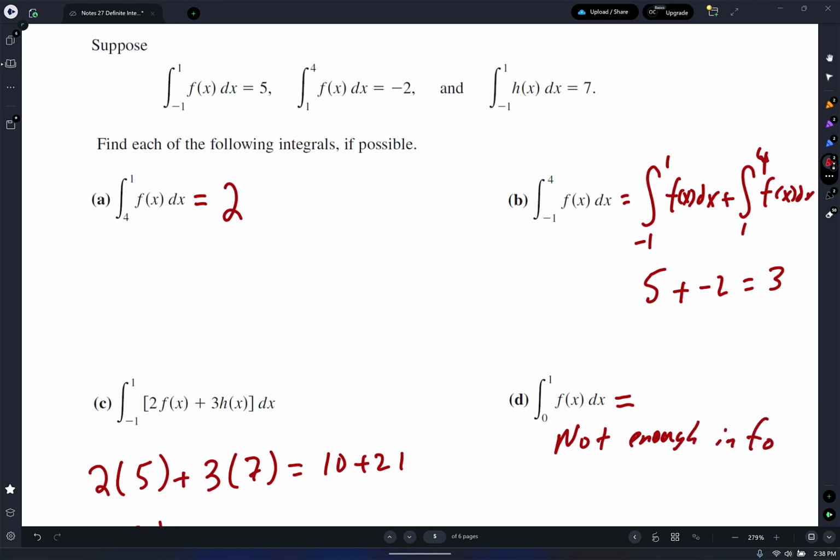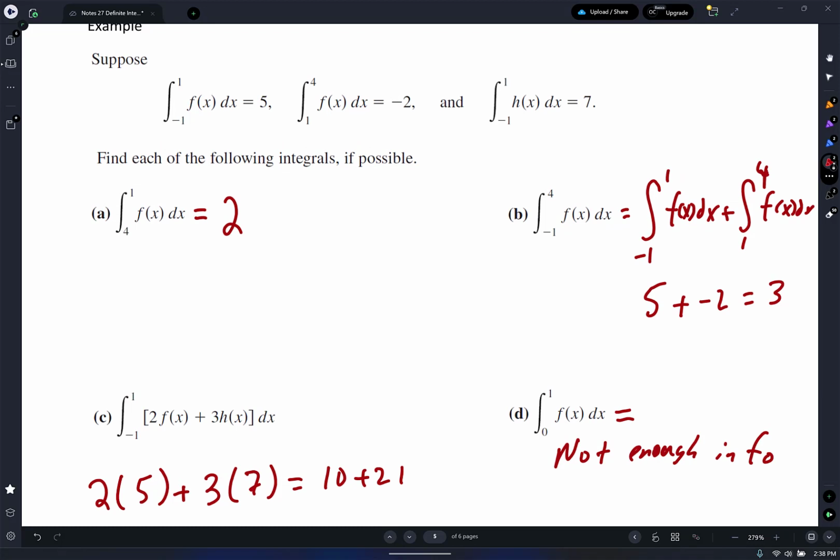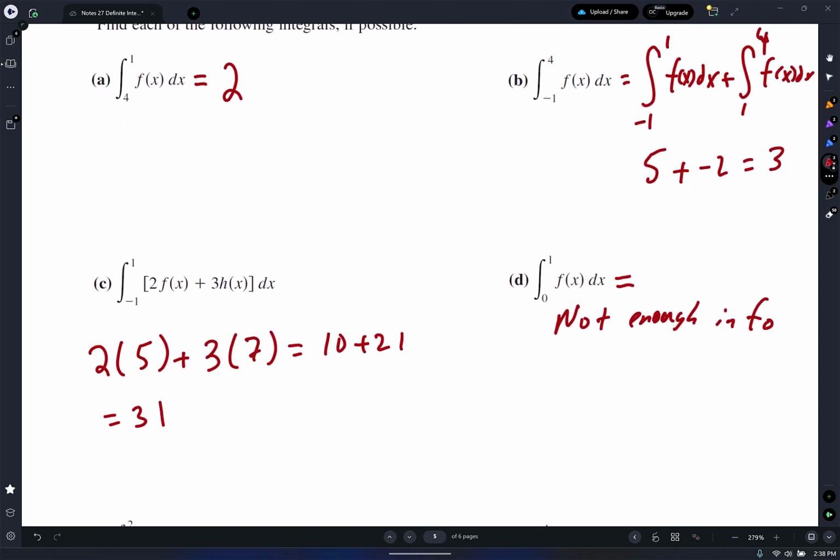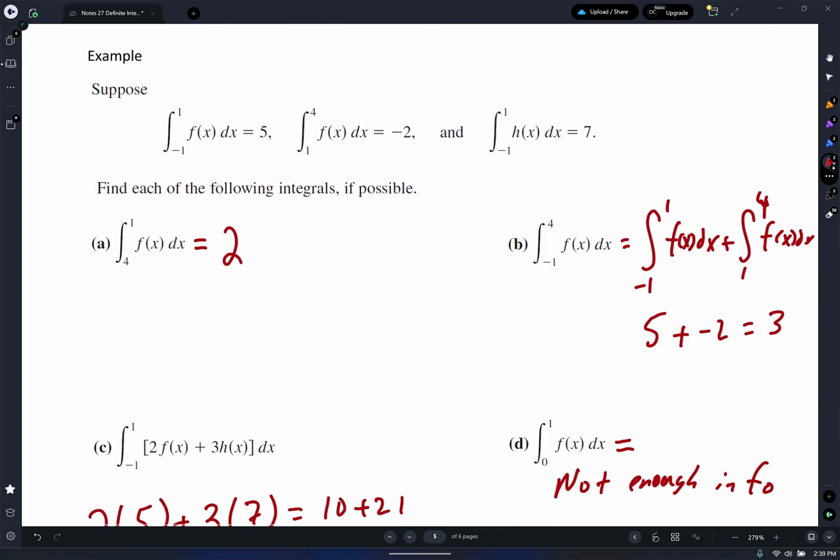Now we've got to be careful. So let me go ahead and tell you the careful part. If they would have told us that f of x is even, then we would have enough information. Do you remember what an even function is? It's symmetric about the y-axis. But they didn't tell us that. So we're good. Because if they would have told us that f of x was even, well, from negative 1 to 1, it's 5. So you would just cut it in half.